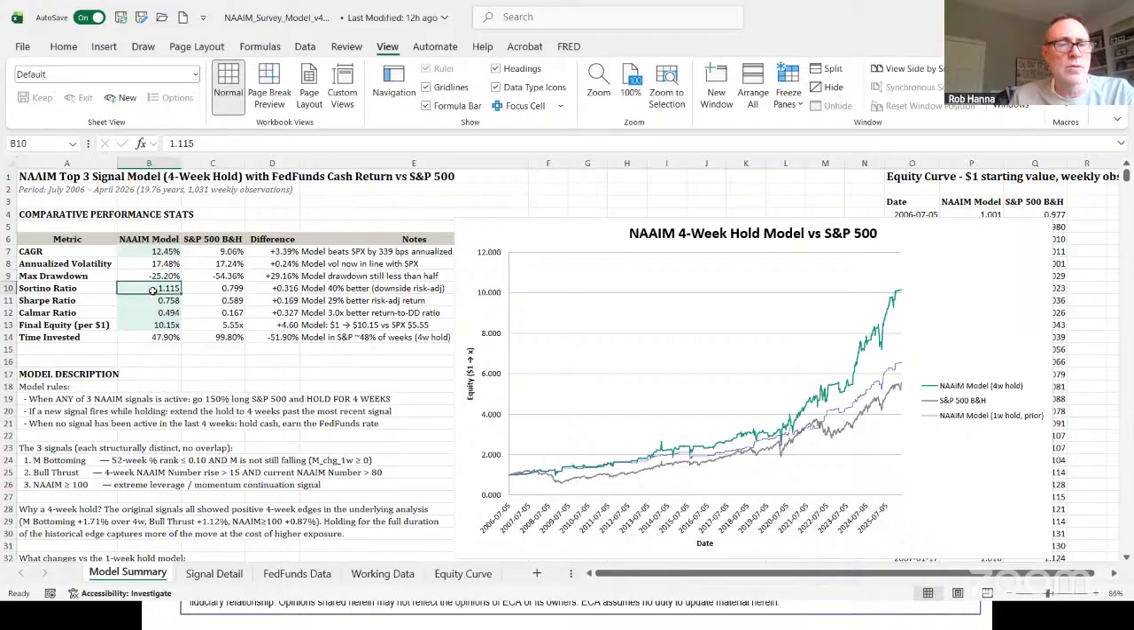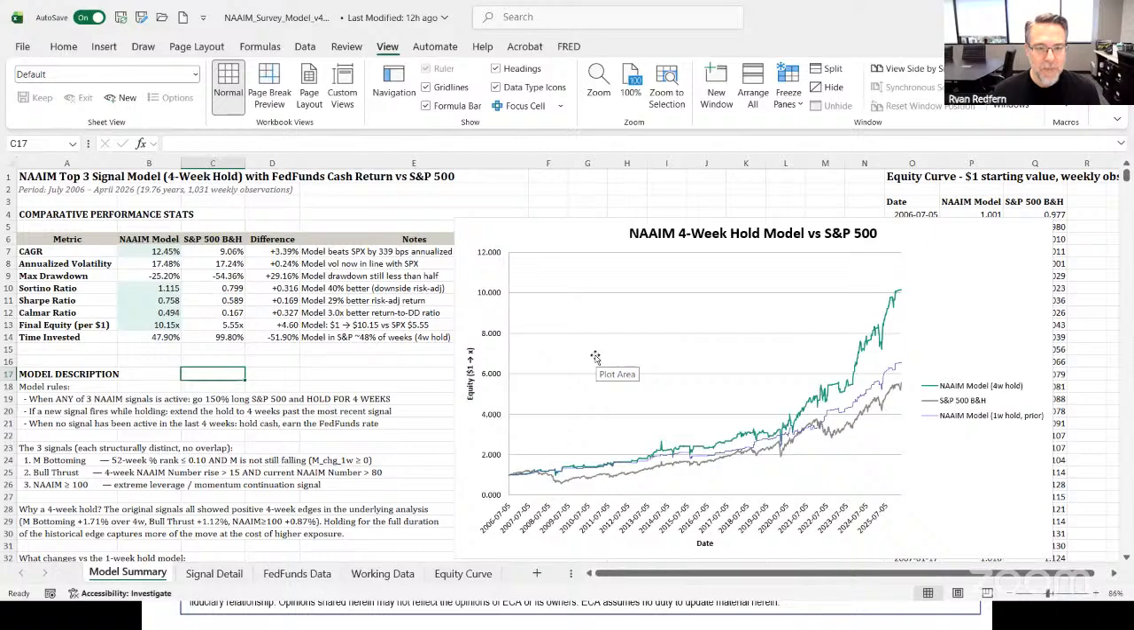These numbers aren't quite as good as if you're just doing the 1 week hold, right? The risk numbers, but final equity is higher. But again, not really trying to maximize the model, just trying to say, hey, is there value in the numbers? And to me, the answer is yes.